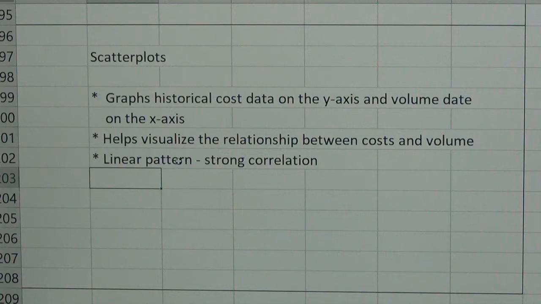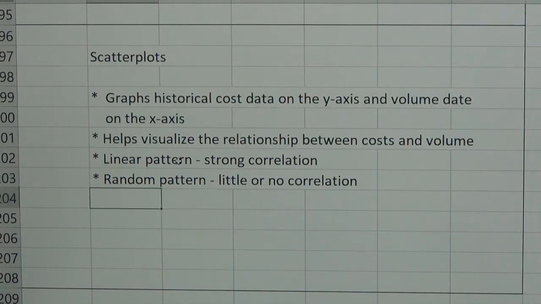If we don't see that, we could have essentially just a random pattern, and then we're going to figure out that there's little or no correlation between the volumes and the costs. You won't see a line be determined because there'll be no correlation. There'll just be numbers all over the place.